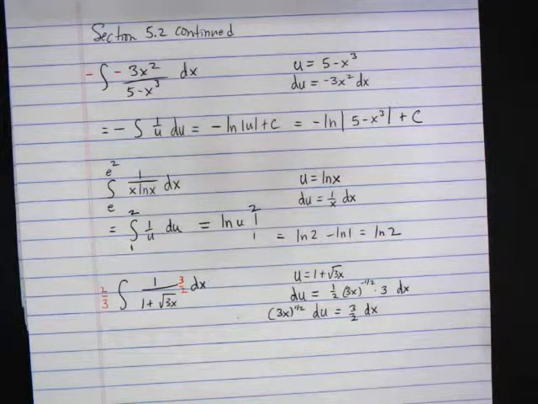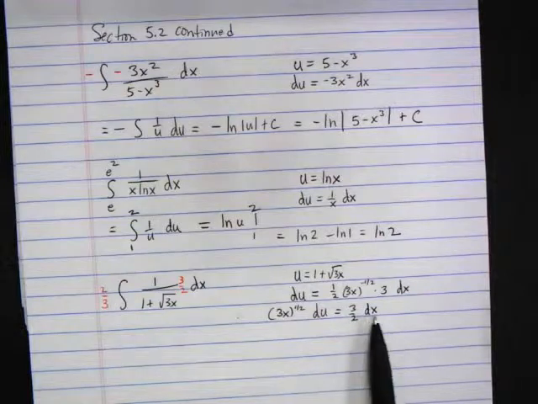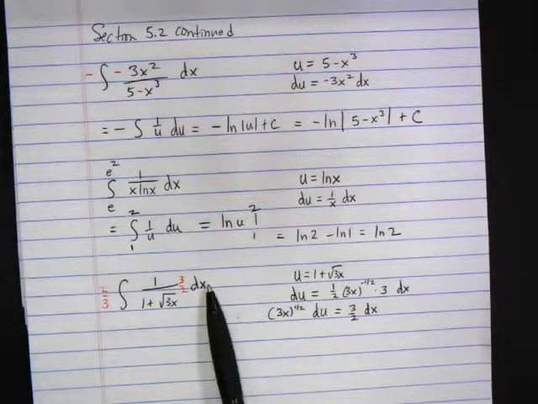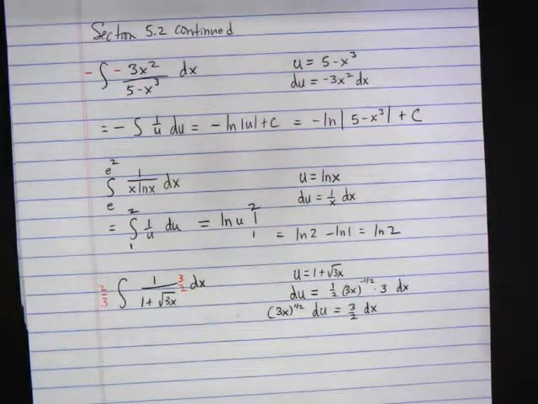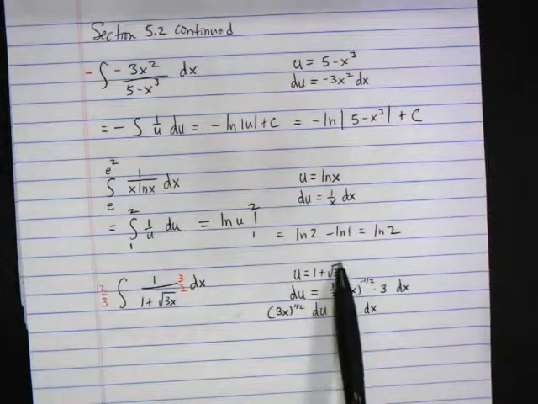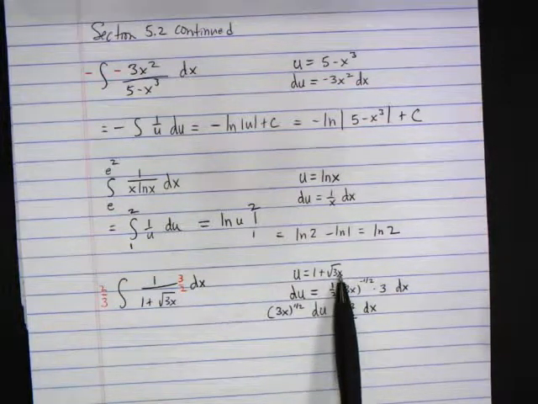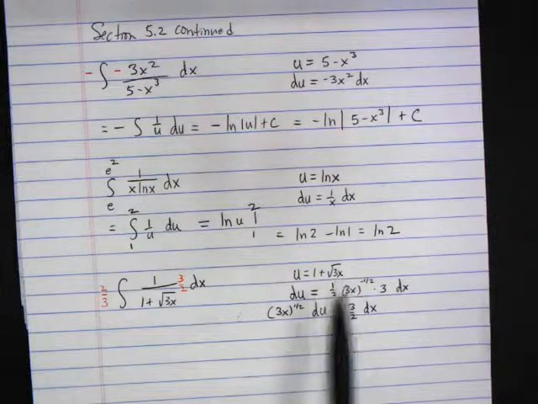Square both sides? I don't want to square both sides. I don't want to have a dx squared. Do we want to solve for that? Close. Solve for the square root of 3x. What's the square root of 3x? U minus 1. So that's what I'm going to do with that.